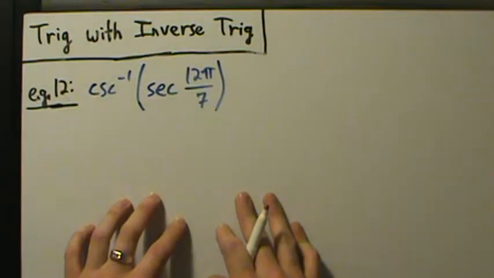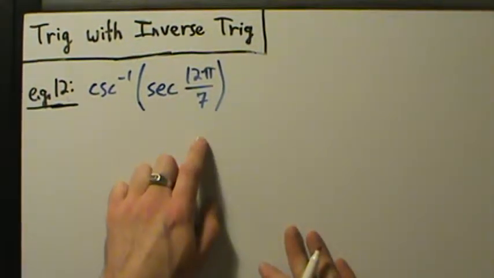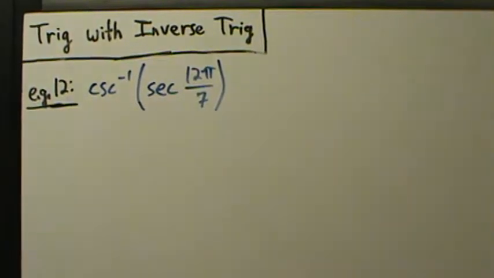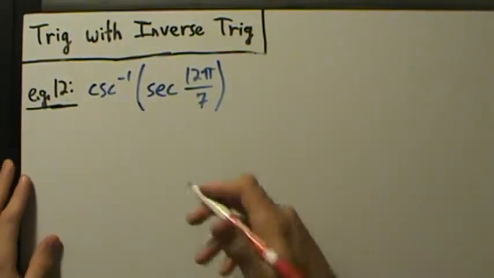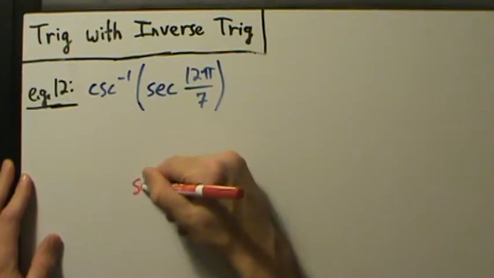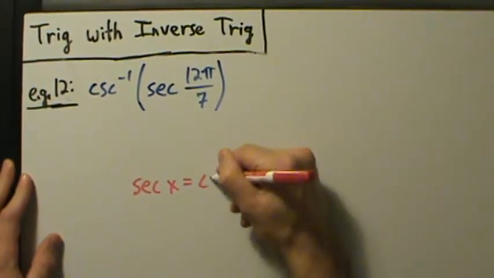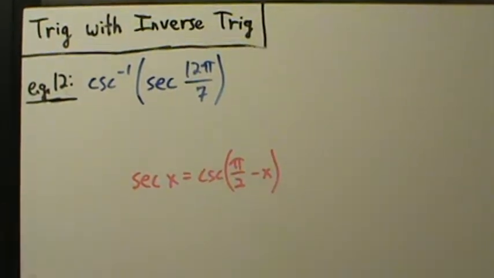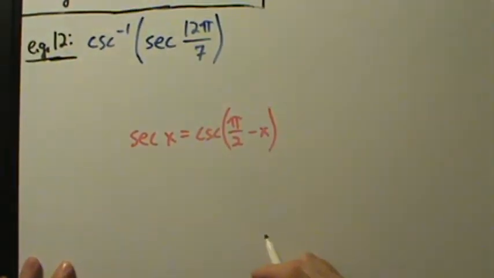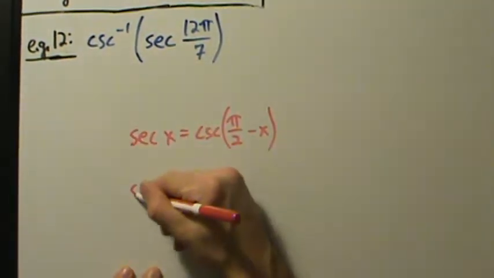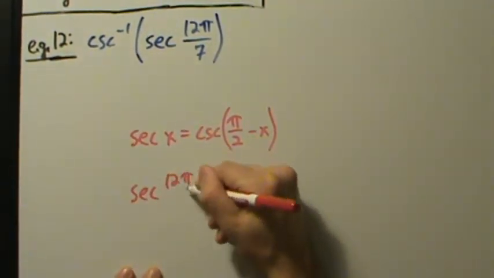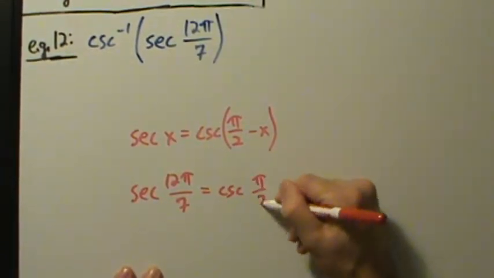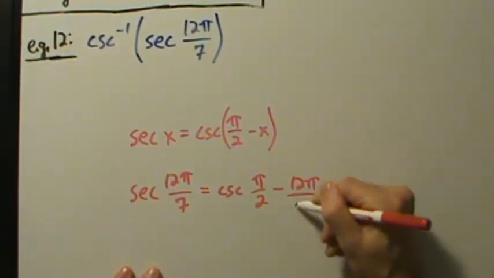The reason we want to use it is so that we can convert the secant to a cosecant, and then we'll have cosecant paired with its own inverse, and that'll be easier to work with. So anyway, what we want to do is say secant of x is cosecant of pi over 2 minus x. Specifically in this case, our x is 12 pi over 7. So secant of 12 pi over 7 is cosecant of pi over 2 minus 12 pi over 7.